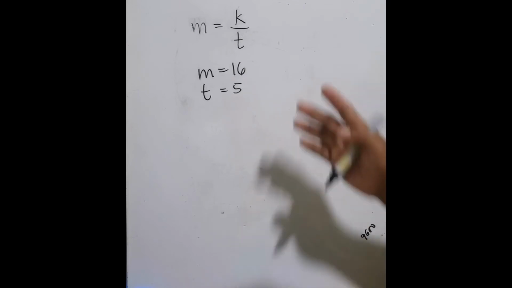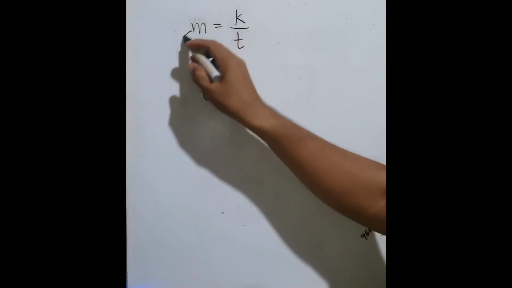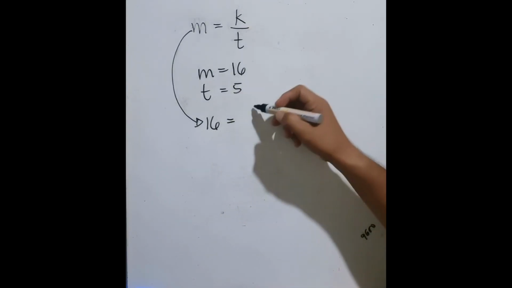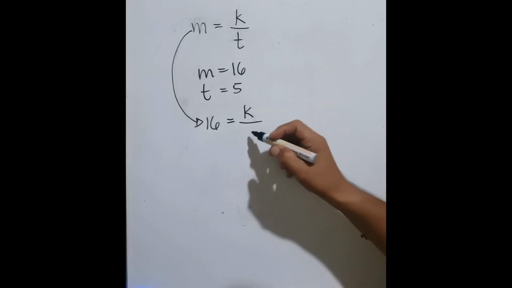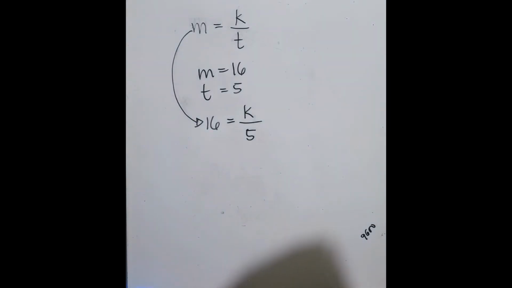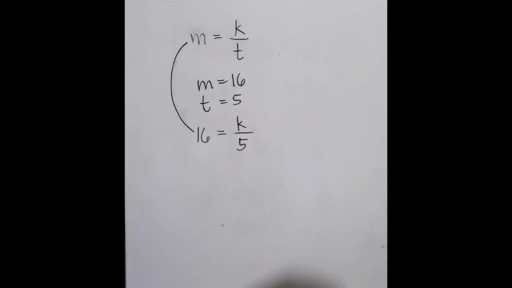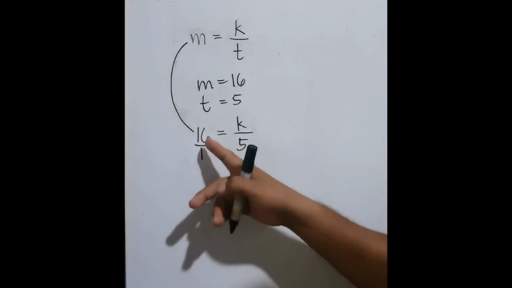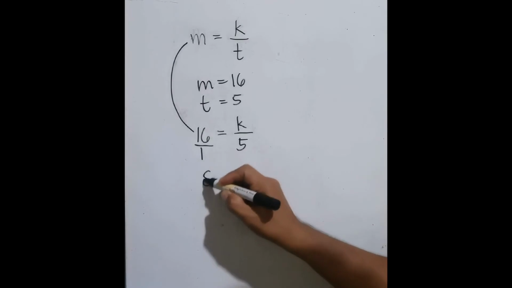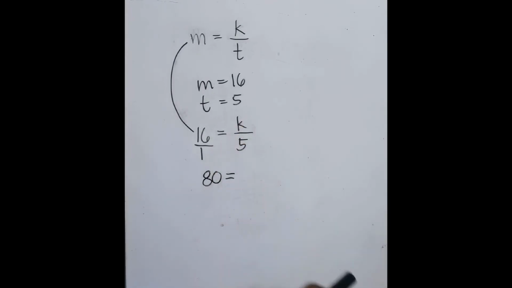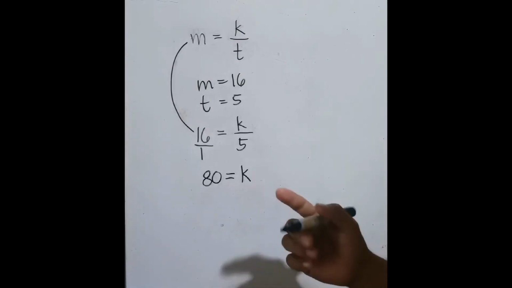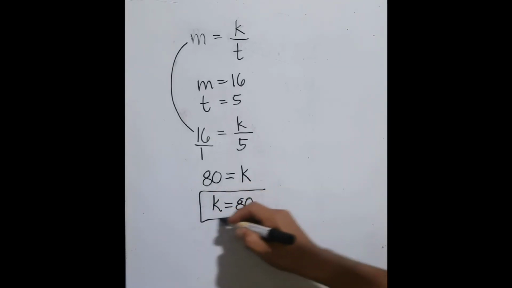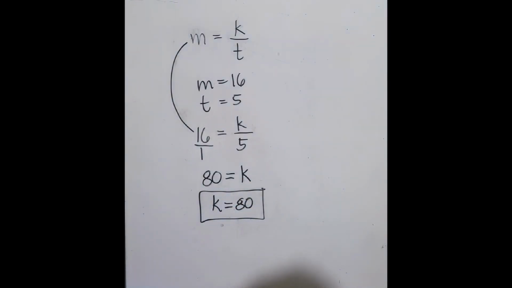So what we're going to do is we simply substitute these values into the equation. So we will have m, since it's 16, we will replace that with 16 equals k, the unknown, and t is 5, so divided by 5. We can deal with this equation using ratio and proportion, and the denominator of 16 is 1, and then we cross multiply. 16 times 5 is 80 equals 1 times k is 1k, or simply k, and then by symmetric property we have k equals 80. So the constant of variation in this problem is equal to 80.